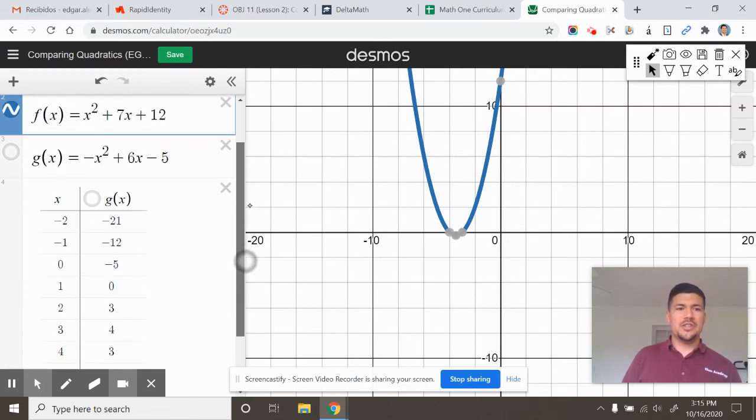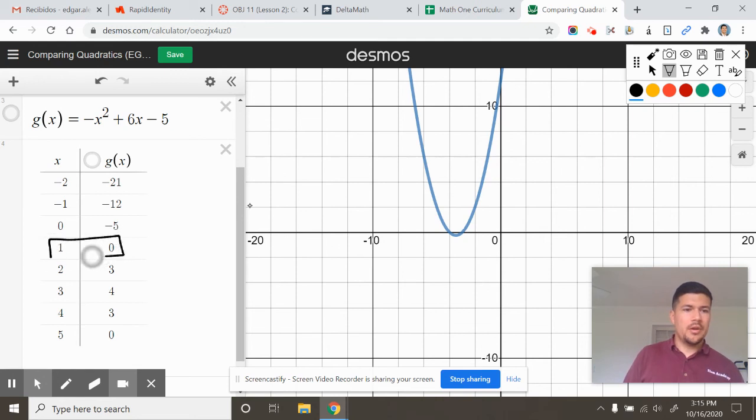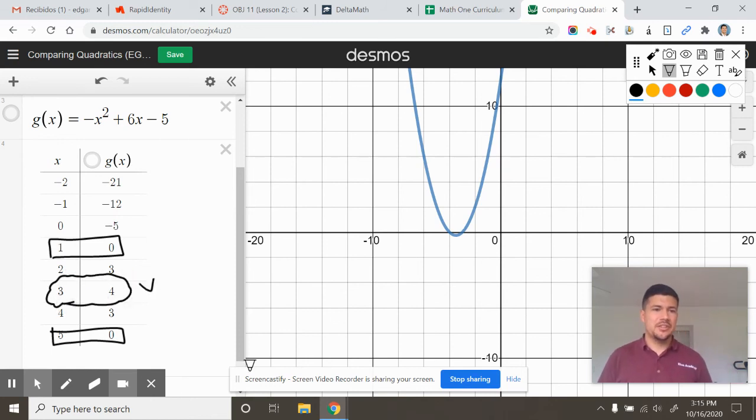If I look for the vertex on g of x, well, I've only got the table. So what I'm going to want to do is locate those zeros again. Remember I had (1, 0) and (5, 0). And I'm going to go to the point that's directly in between those two. So that tells me that (3, 4) is the vertex of this function, with the output being 4.